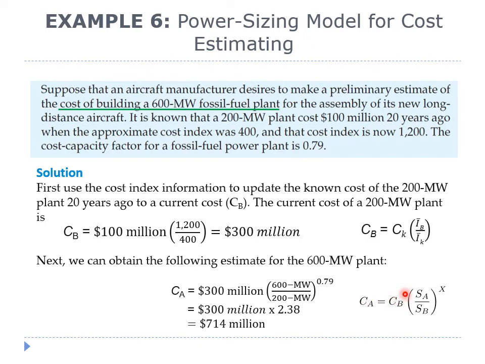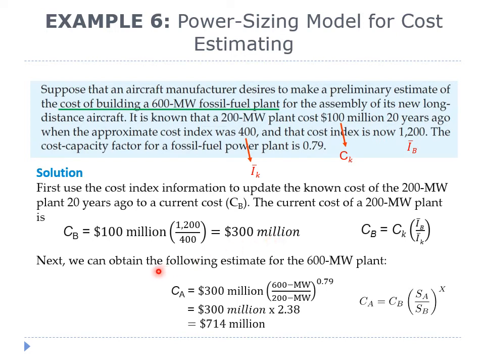The current cost of a 200 megawatt plant can be estimated using this index formula. The cost index is 1,200 in the current year, and it was 420 years ago. The cost of the plant 20 years ago was $100 million. With this information, we obtain CB equals $300 million.